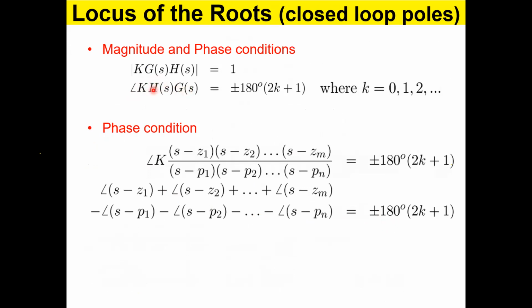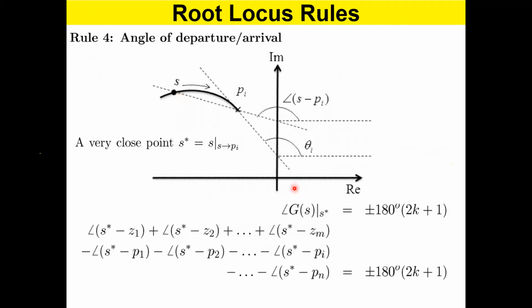Okay. So when HS equals 1, you can drop it. It is K times GS, total angle, but K also doesn't contribute to phase. So therefore, it is the angle of GS basically, right? Angle of GS is 180 degrees because we are on the root locus. And we are referring to a very specific point, S star. What is S star? S star is S as S gets closer and closer to Pi. So very close to Pi, somewhere over here.